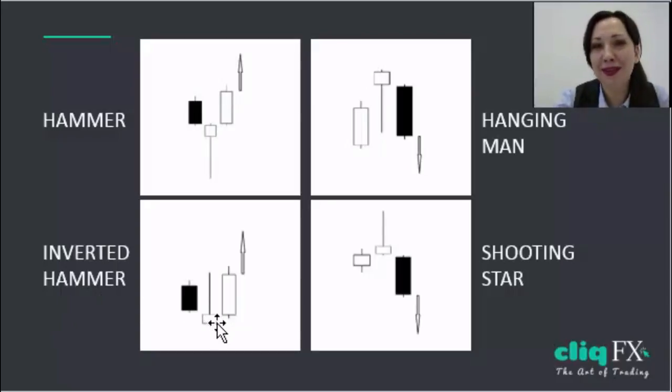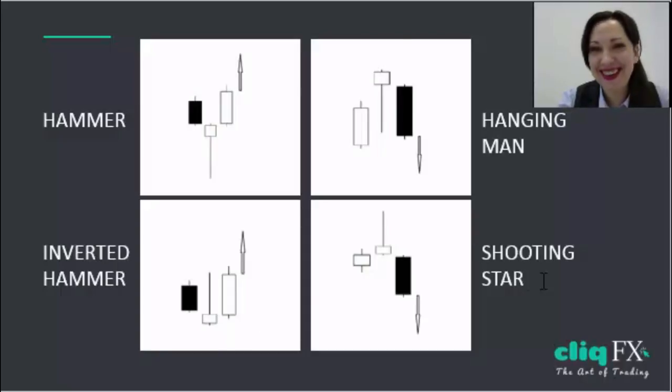The inverted hammer looks like a hammer, but with the tail pointing up. As you can see, like a hammer, it is formed at the bottom of the previous downward tendency. And we have the same rules and confirmations of the signals as well.